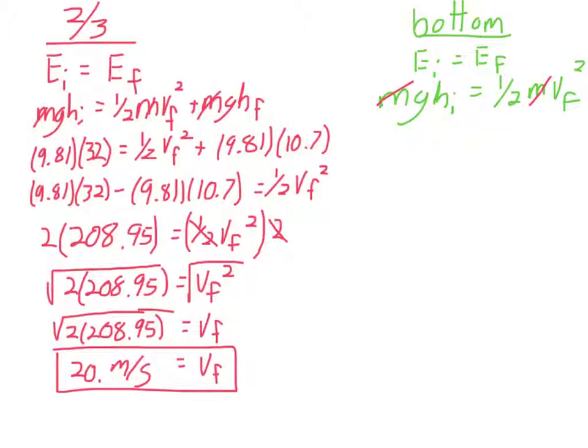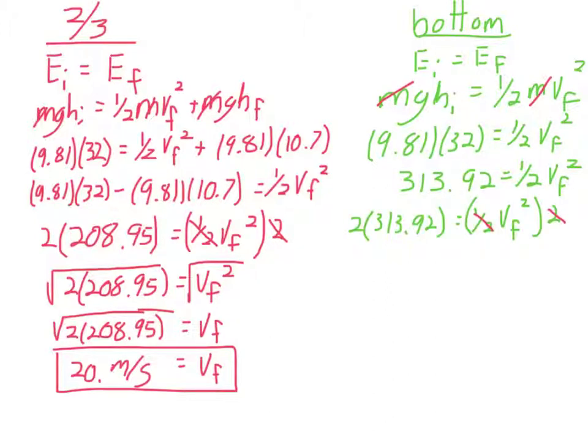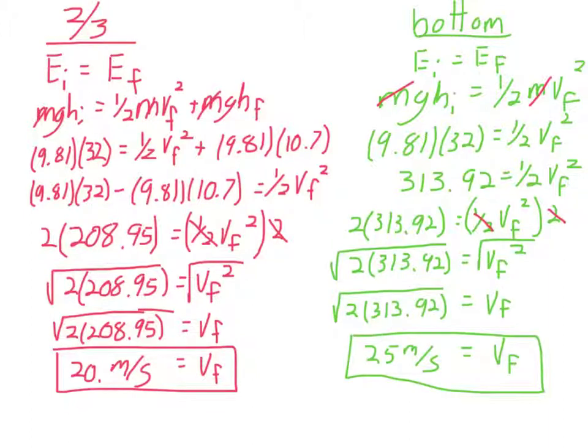So this leaves me with just plugging in numbers and solving the algebra. And whenever I'm all done, I come out with 25 meters per second if we're rolling all the way down to the bottom of the hill, 32-meter high hill, and there is no friction.